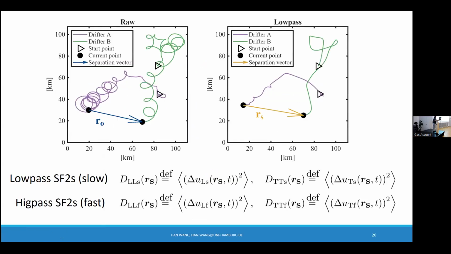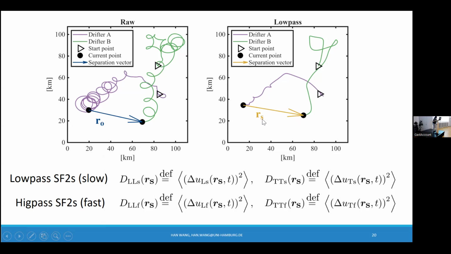So they are defined like this. First we filter all the trajectories. So we move from this panel to this panel. These are the trajectories of two drifters, and this is how they look when both trajectories are low-pass filtered. Let's look at the current points denoted by the two dots. Those are the locations of the mean trajectories at the same snapshot. And then we compute the separation vector based on the mean trajectories.